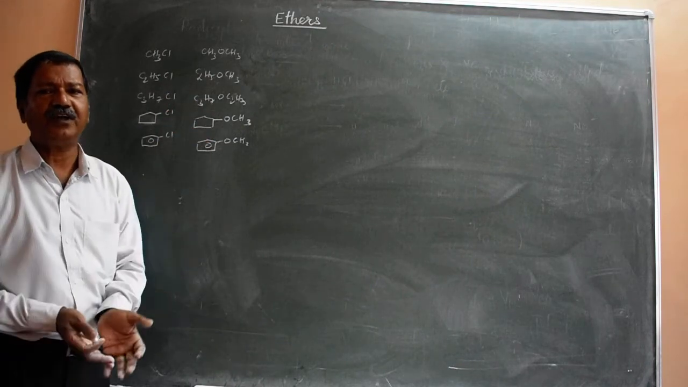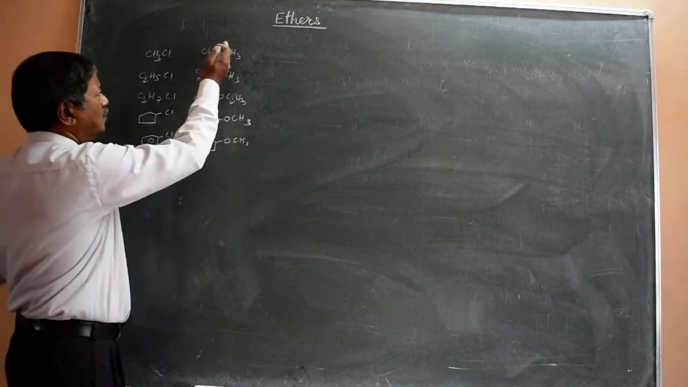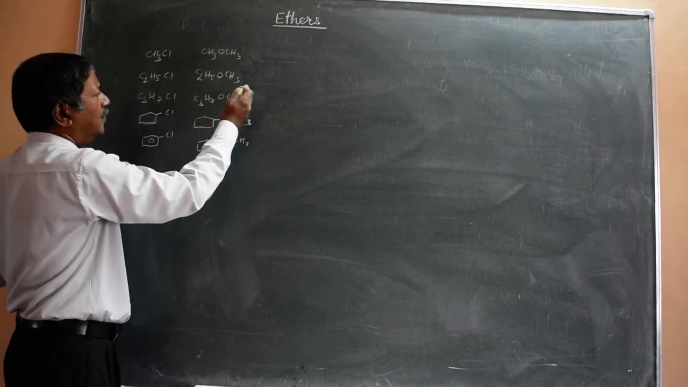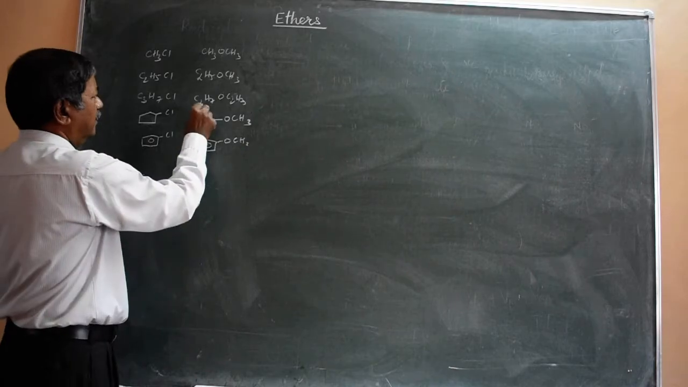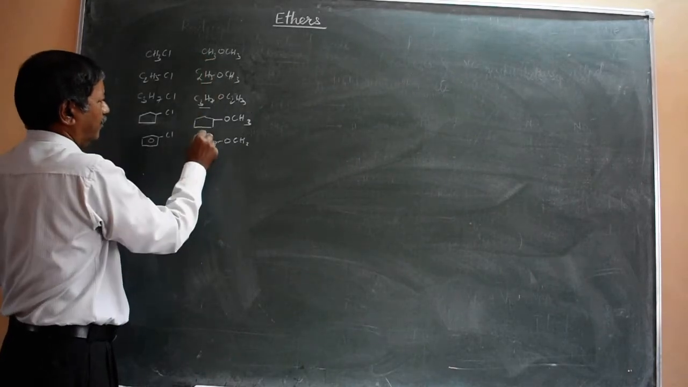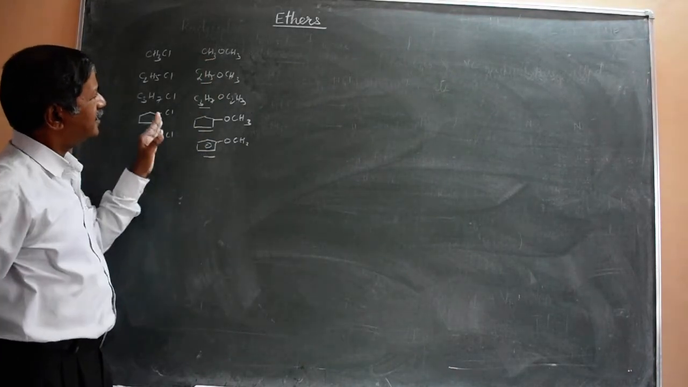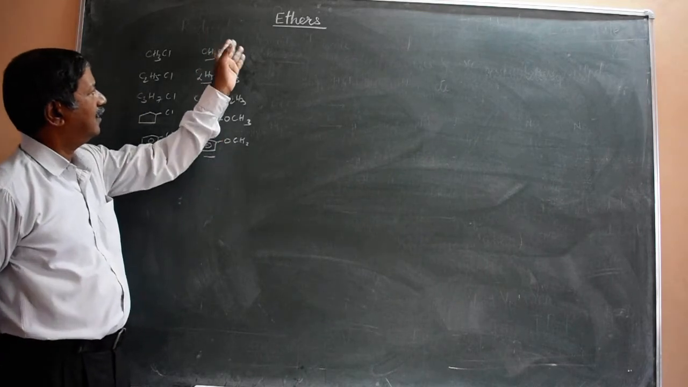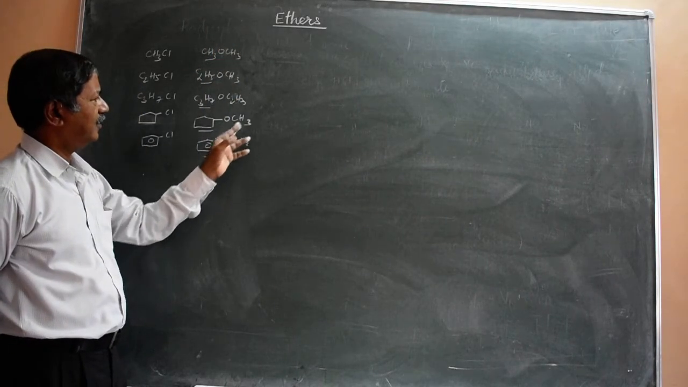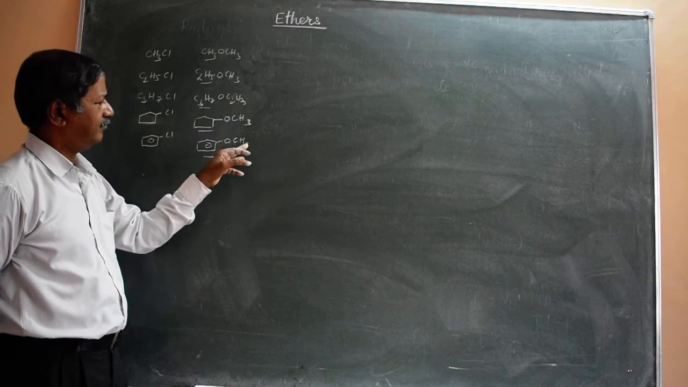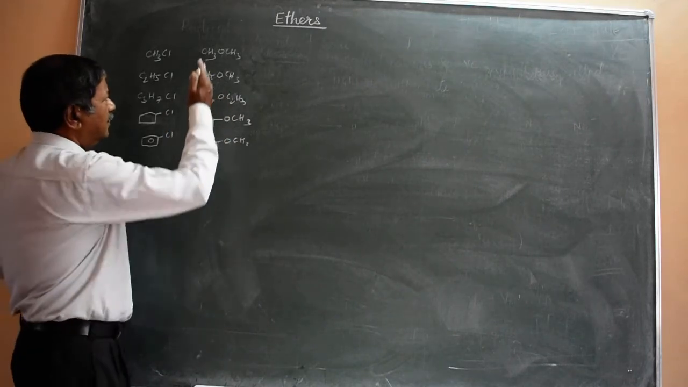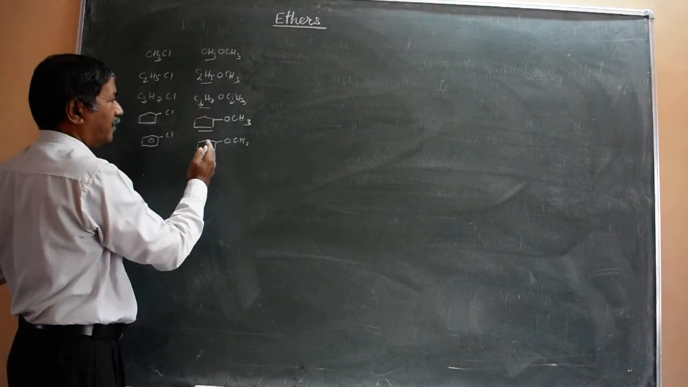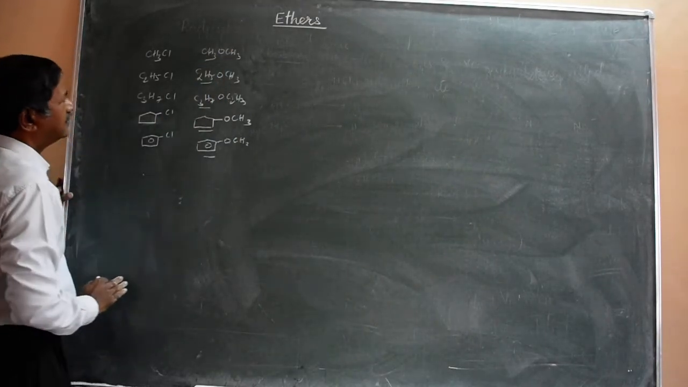So we can define ethers. OCH3 or OC2H5 is common; the remaining part is nothing but the hydrocarbon. So the definition for ether is alkoxy, for example methoxy, ethoxy. Alkoxy derivatives of hydrocarbons are called ethers.